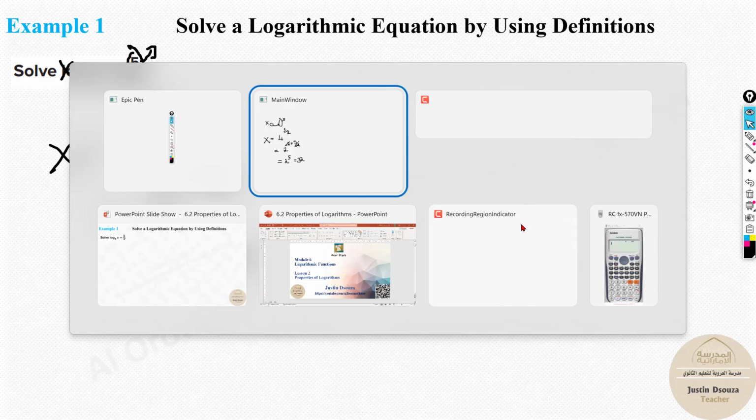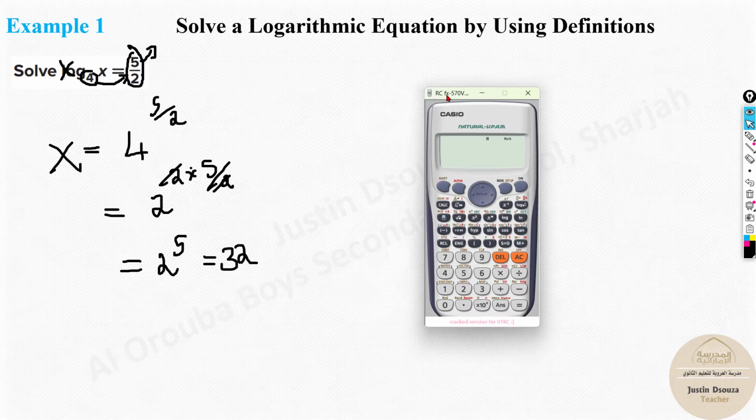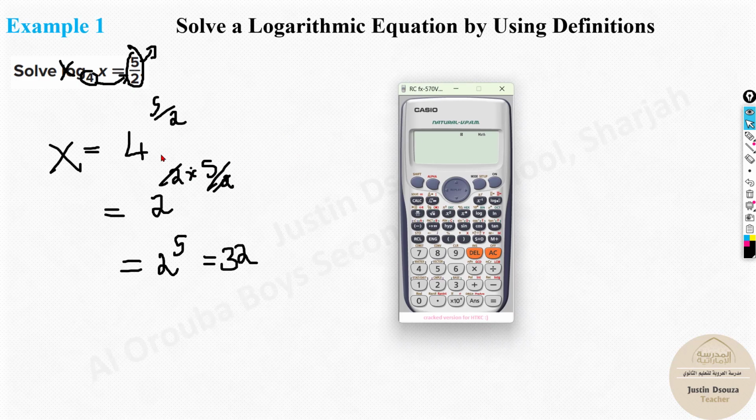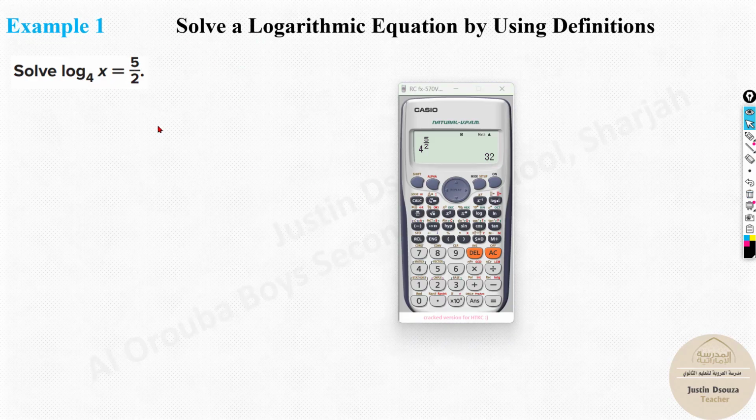Otherwise, you can always use your calculator to solve. From here directly, you can do 4 to the power 5 divided by 2. The calculator gives you the answer directly. There's one more method. You can solve it directly from the question. Type it as it is: log base 4 of x equals, pressing calc, 5 by 2 or 2.5, 5 divided by 2. You need to press shift and solve.